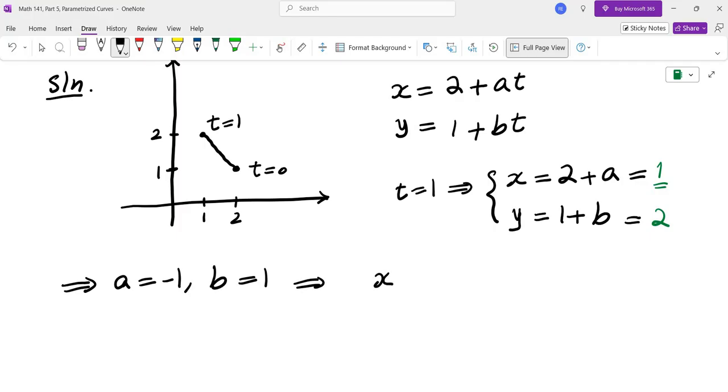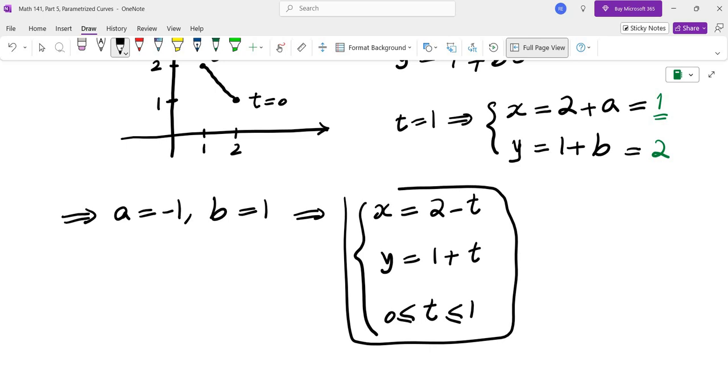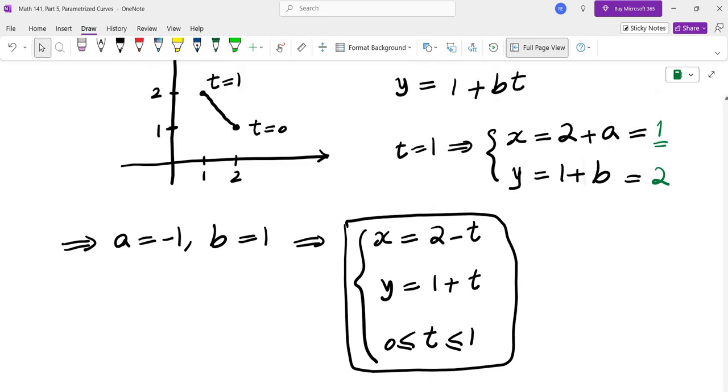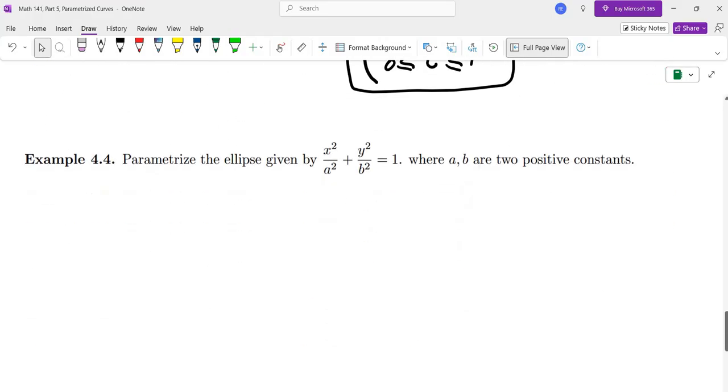So the parametrization is going to be x equals 2 minus t and y equals 1 plus t, and t ranges from 0 to 1. And we can test this to check that it does in fact give us the points. If you plug in t equals 0, we get (2, 1). If you plug in t equals 1, we get (1, 2).